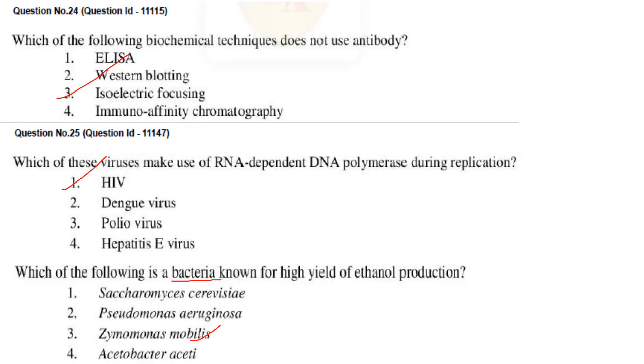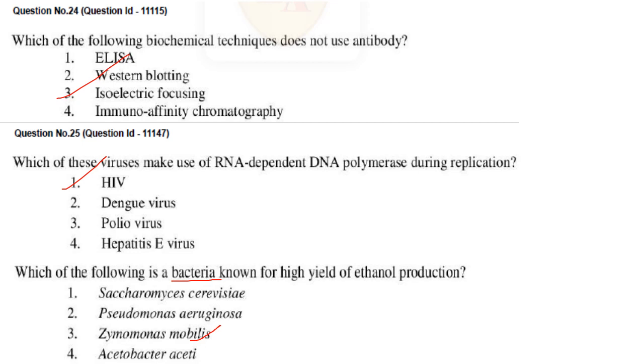Next one. Which of the following biochemical techniques does not use antibody? So isoelectric focusing does not use antibody. Here the analytes are separated using the principle of isoelectric point.